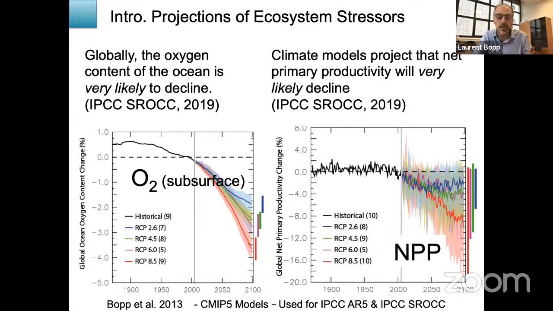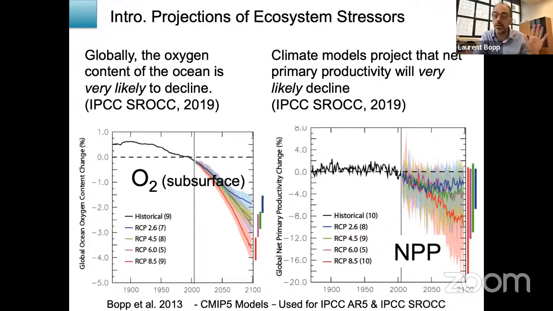And just a few words again on the NPP decline that is projected by these models. Again, very similar to oxygen, this is linked to the increased stratification of the ocean, that would deliver less nutrients to the surface, that would increase nutrient limitation, and hence would lead to a subsequent decrease in NPP.